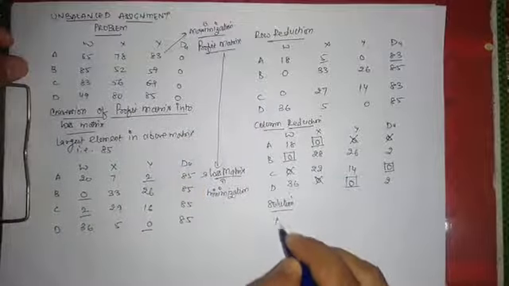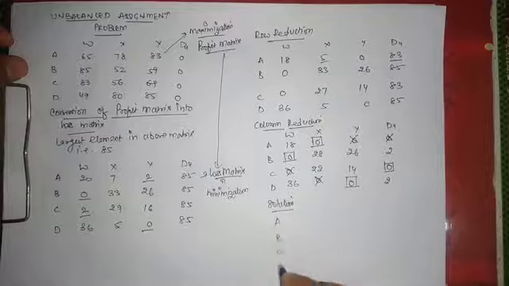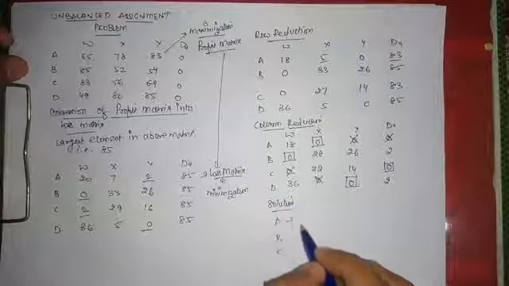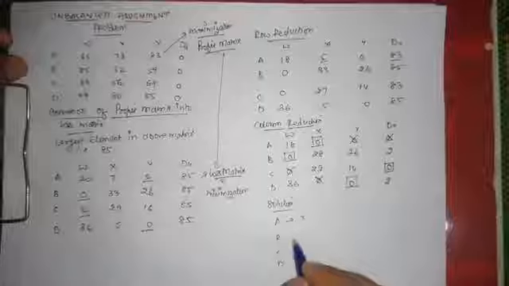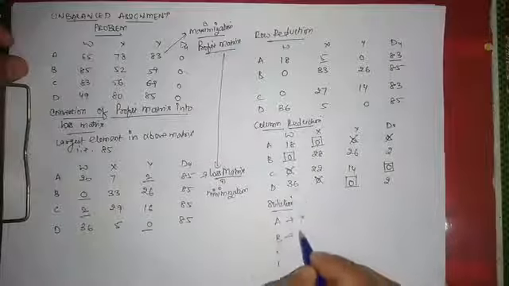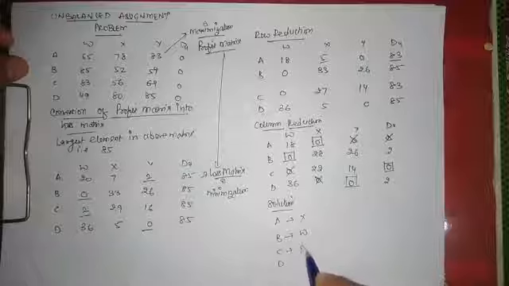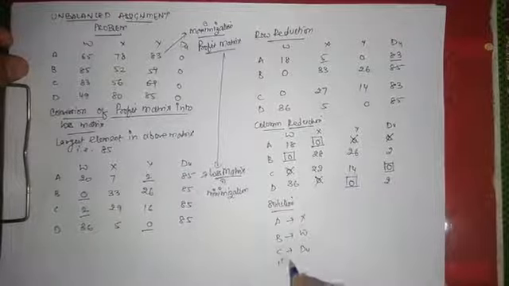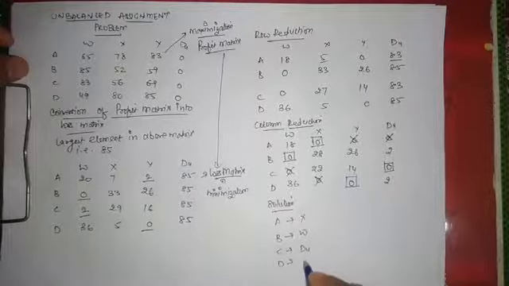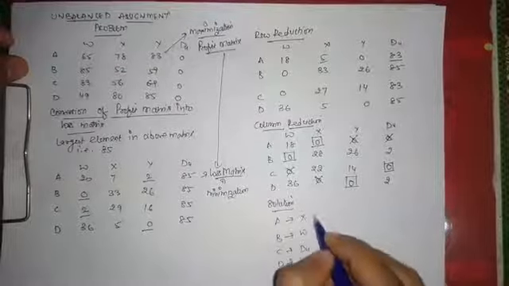Let's see. A, B, C, D. A will be assigned X audit assignment or X company. B will be assigned W. C will be assigned DU, that is dummy. D will be assigned Y. It means we have values.